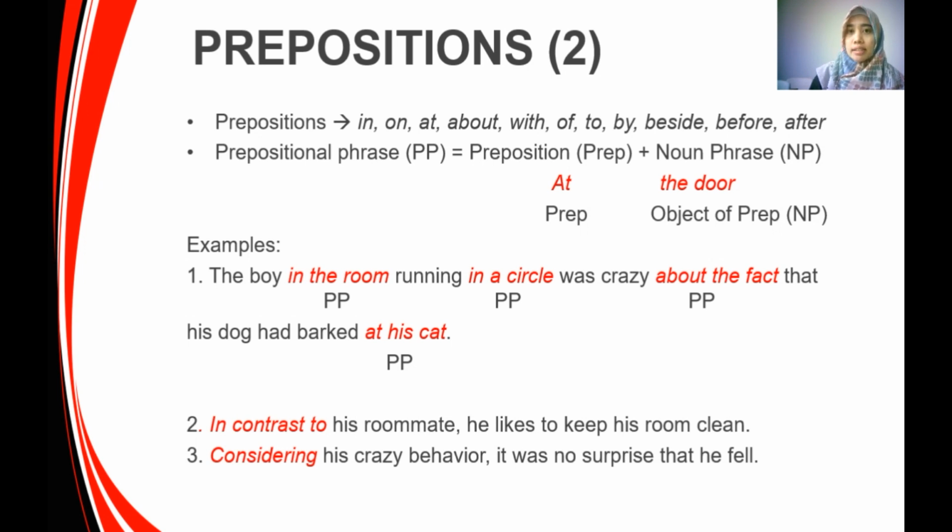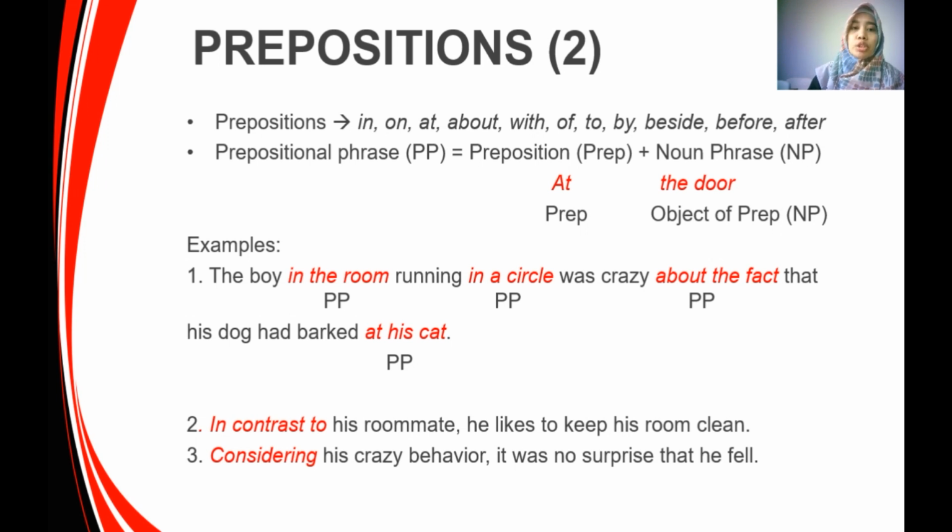And then about the fact is describing the topic. And then at his cat here is showing the direction, because his dog had barked at whom, barked at what, barked at his cat. So here at his cat is showing the direction. So we can sum up that prepositions can convey this kind of information in a sentence. It can give you the description or the information about the place, about the manner, about the topic of something, and about the direction.